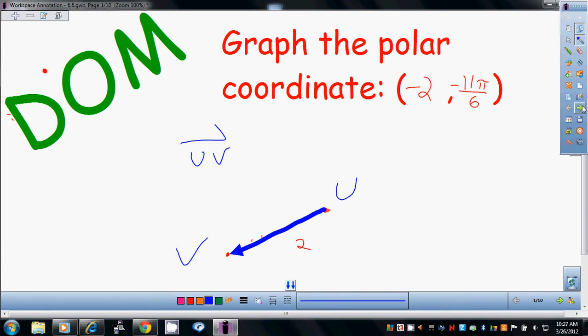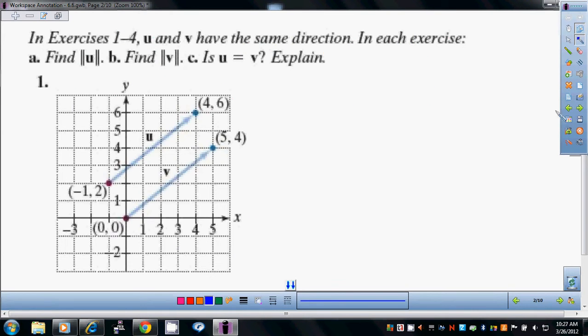In exercises 1 through 4, U and V have the same direction because they're going in the same angle. A, find the, now see this double absolute value? That means magnitude. Find the magnitude of U. Magnitude is nothing more than length.